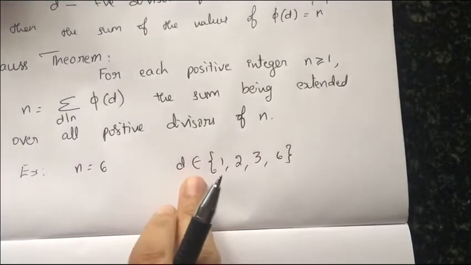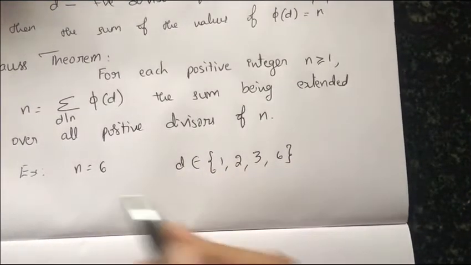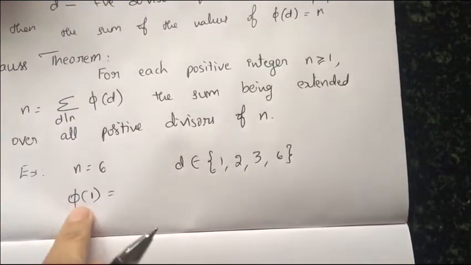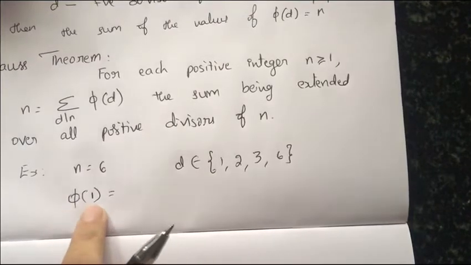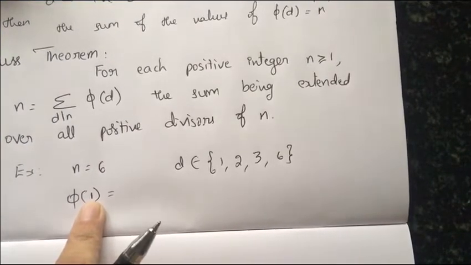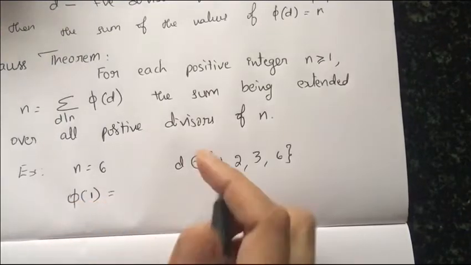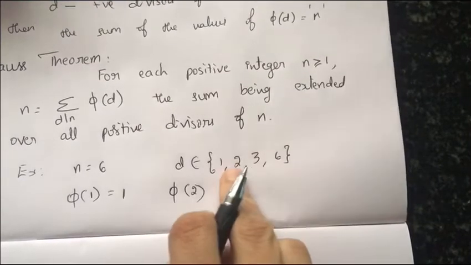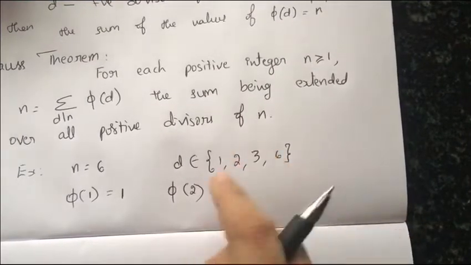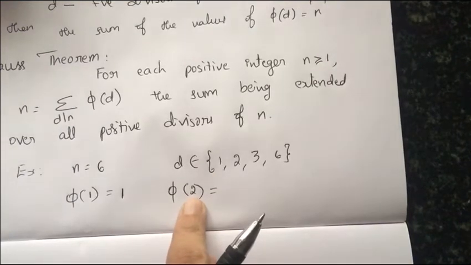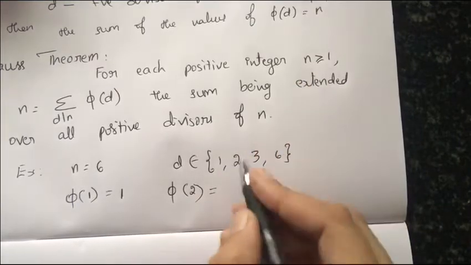Now, I have to calculate the phi values of these divisors. Phi of 1. I hope you know how to calculate. Phi of n is nothing but the number of integers less than n which are relatively prime to n. Here n is 1, so phi of 1 is 1. Phi of 2: the number of integers less than 2 which are relatively prime with 2, that is only 1.